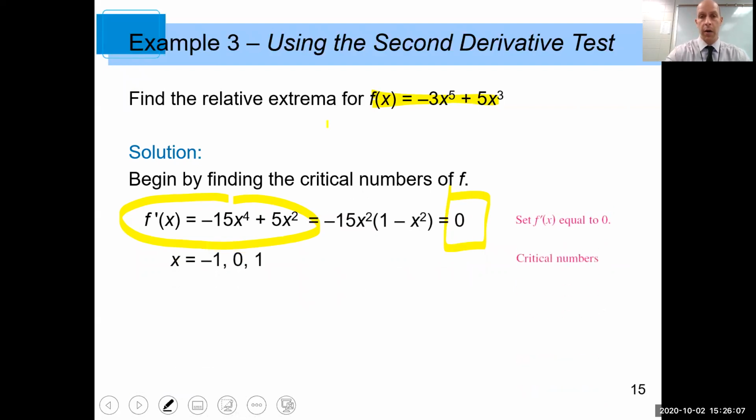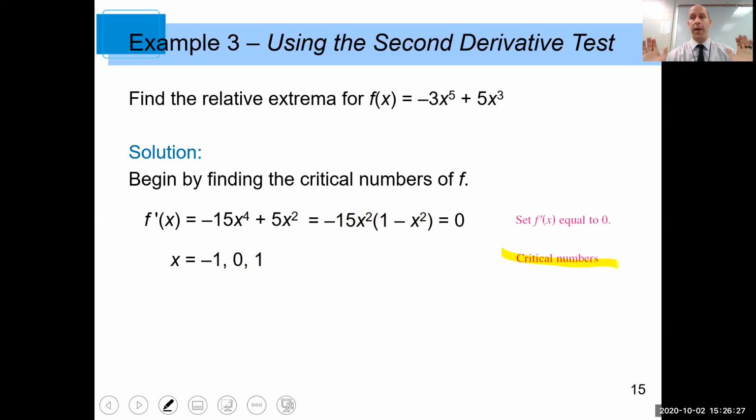And we can see here, when is this going to be 0? Well, when x is 0. When is this quantity going to be 0? Well, when x is negative 1 or 1. Okay, I'm going to erase my markings on here. So there are our critical numbers. We have our critical numbers negative 1, 0, and 1 based on the first derivative.